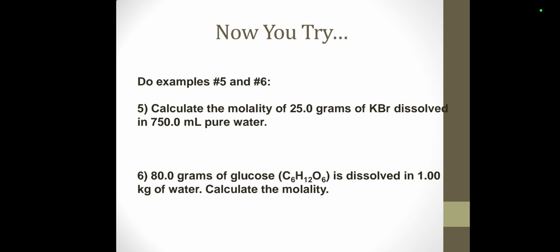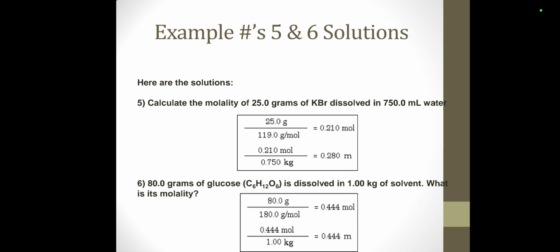So, 80.0 grams of glucose is dissolved in 1.00 kilogram of water. Calculate the molality. So, now we try. So, the possible answer is this. Here, the calculation would be, first, convert the gram into mole.